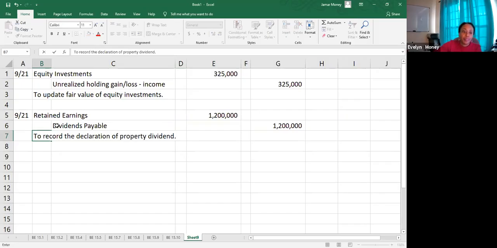Property dividend. Now, I don't know if there was a date of record. Let's see. Yes, on October 8th, but it's really not all that important because on the date of record, I don't have to do anything. So no entry.